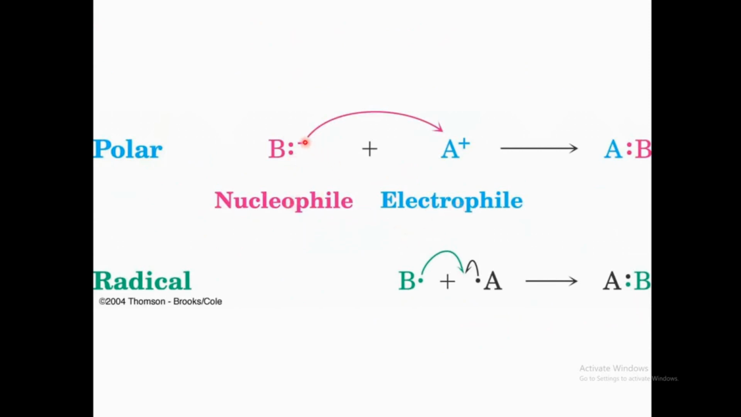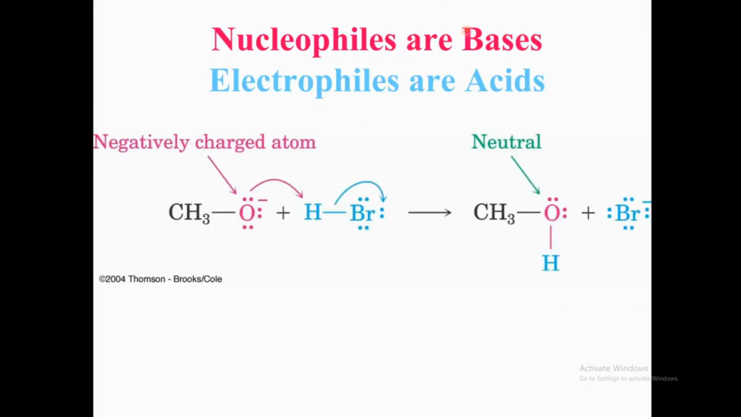The nucleophile, rich in electrons, attacks the electrophile, which contains a positive charge, to form the AB molecule. Whereas in the free radical reaction, B and A are free radicals, so they combine through radical formation to give you AB. Nucleophiles are bases, electrophiles are acids. A negatively charged atom is a nucleophile, and a positively charged atom is an electrophile.